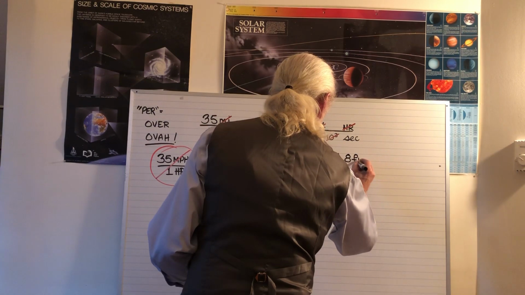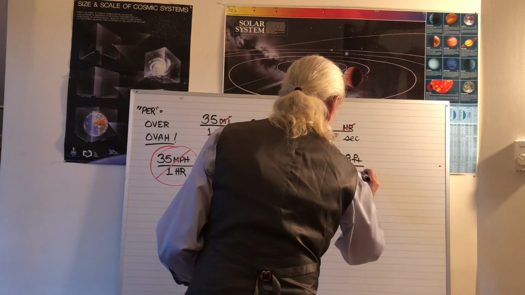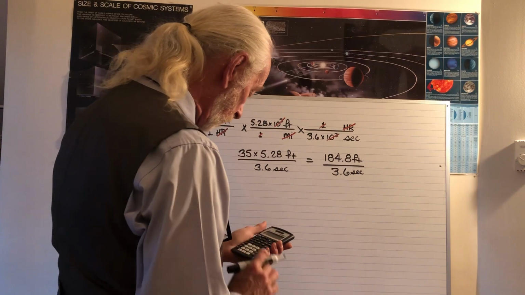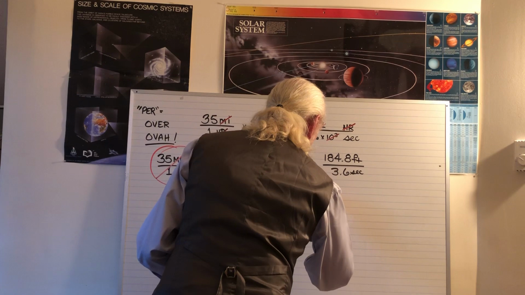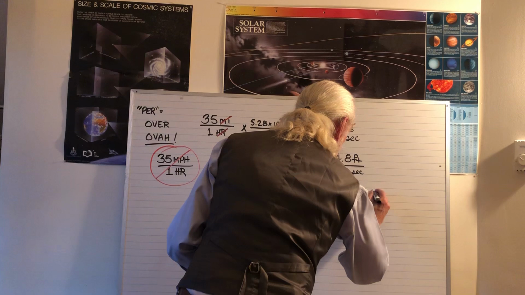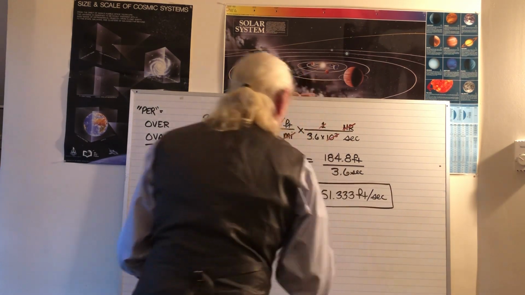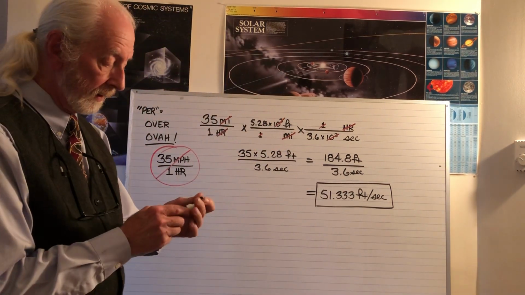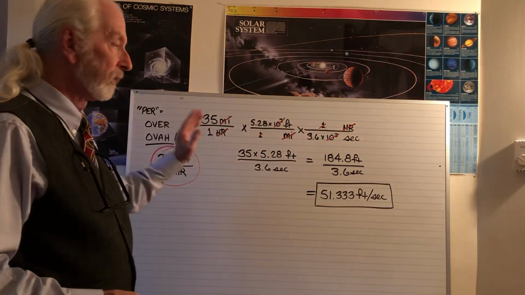Feet over 3.6 seconds. Now I'll divide. I got 51.333. Clear as mud. If you do it this way every time, without skipping steps, you'll never go wrong.